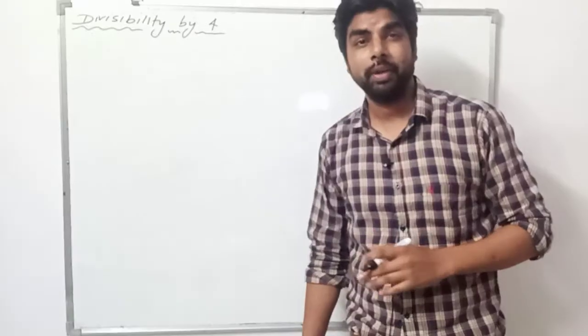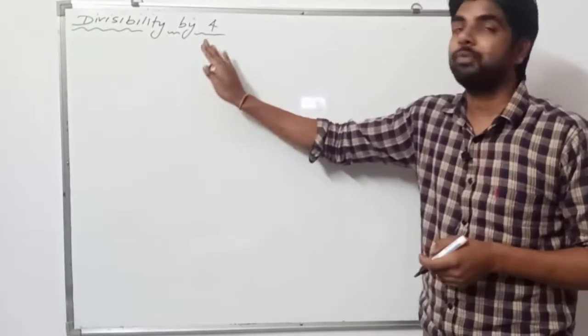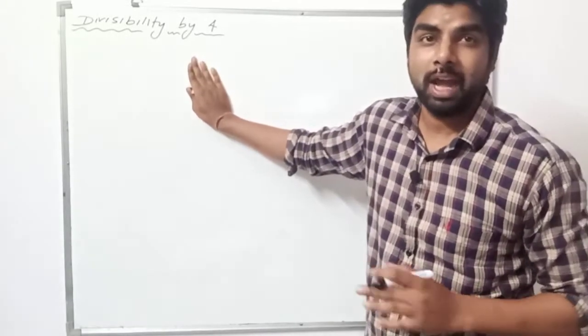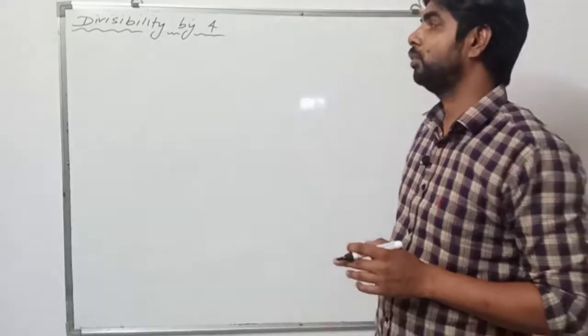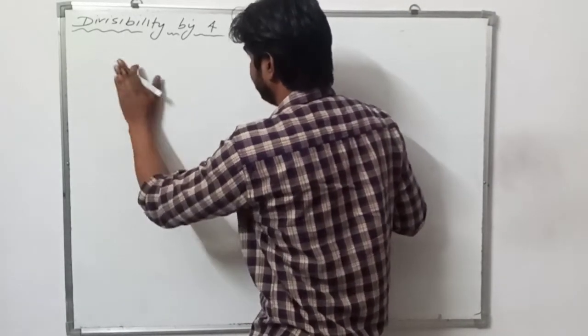Okay. Now we will learn divisibility by 4. In order to find out whether a number is divisible by 4 or not, what do we have to check? We have to check the last 2 digits.